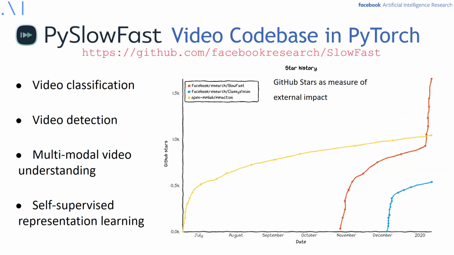So finally, I would like to promote again our codebase called PySlowFast, where we implement all of these methods shown in the current talk. They will be available or are already available in this codebase right now. So please have a look if you would like to start in this domain to work on that.